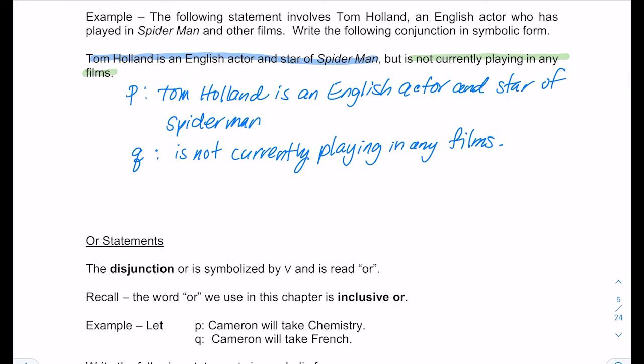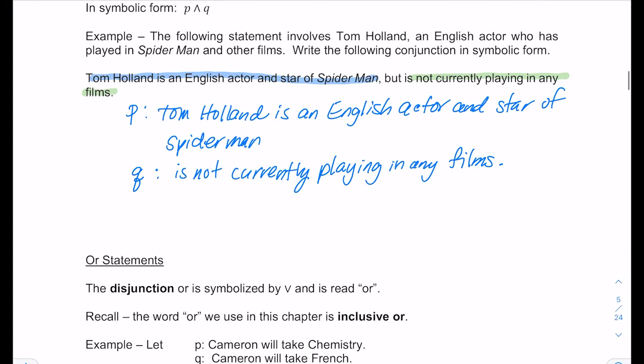If I was to write that statement in symbolic form, I would say P and Q is he is currently playing in any films. So we take out the word not. And not is symbolized by using the tilde. So we would have P and not Q.